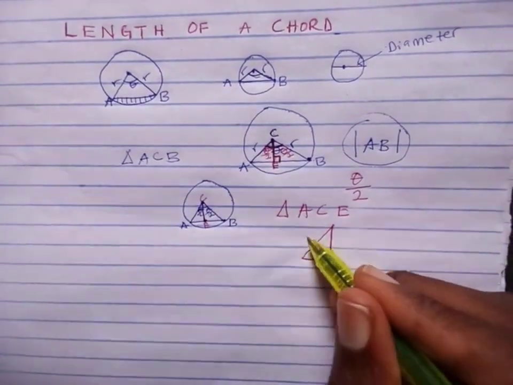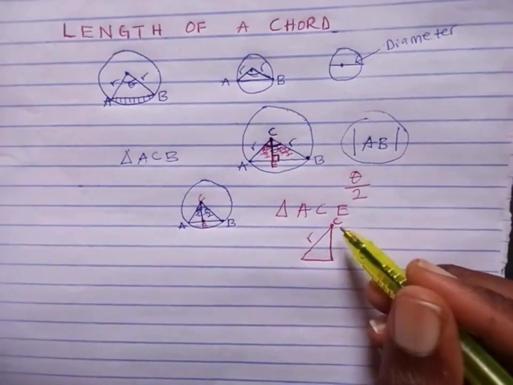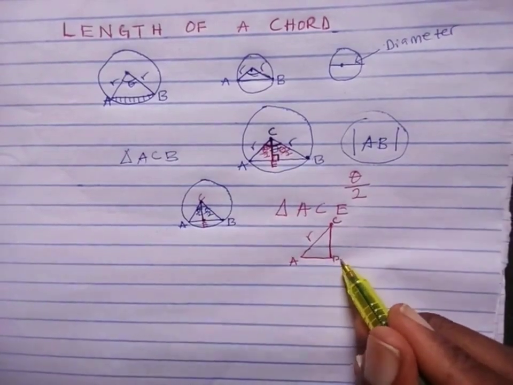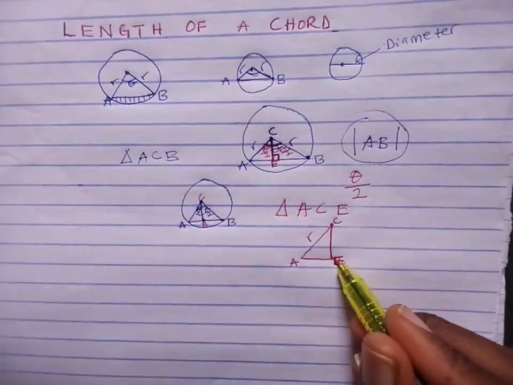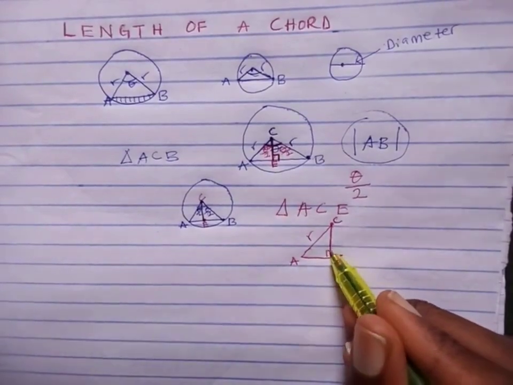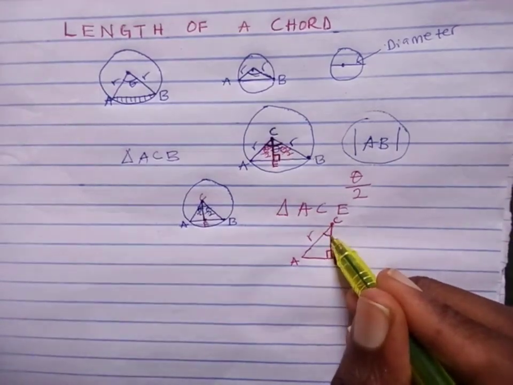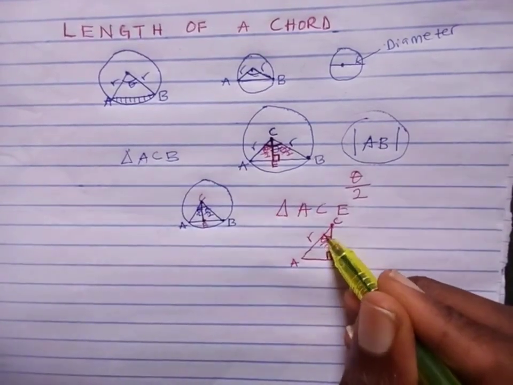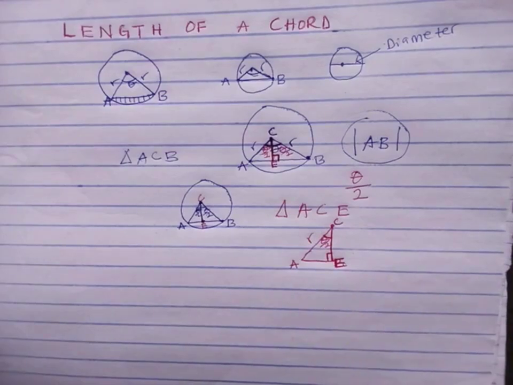Okay, so remember that this place is a radius. We labeled this point as the center of the circle, C. This point is A, and this other point is E. An angle is also formed here, which is 90 degrees. And the angle that is formed here is theta over 2.